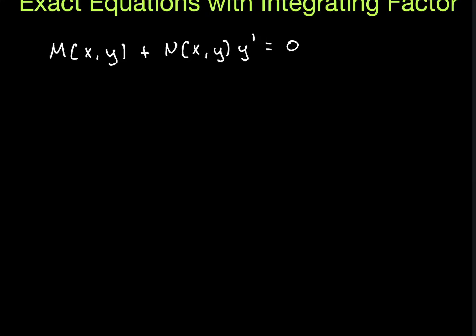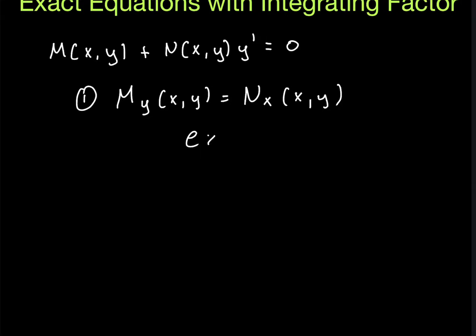However, the first step, if you watched the previous video, is to verify that they are exact. What I mean by that is we need to check that M_y of (x,y) must be equal to N_x. So the partial derivative of M with respect to y must be equal to the partial derivative of N with respect to x. They must be equal. If they're equal, then we say that they are exact.